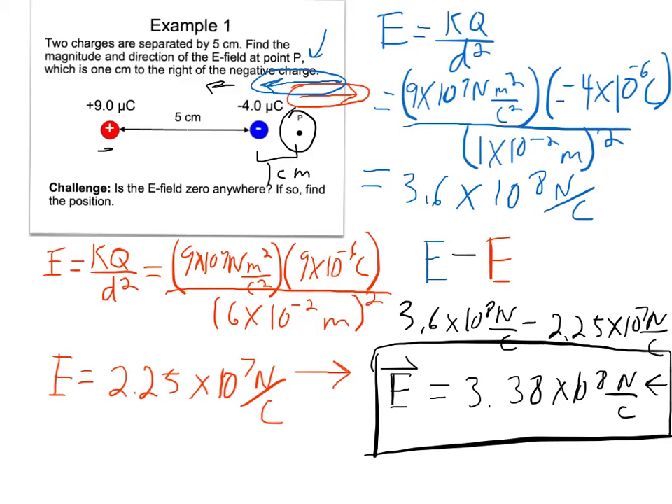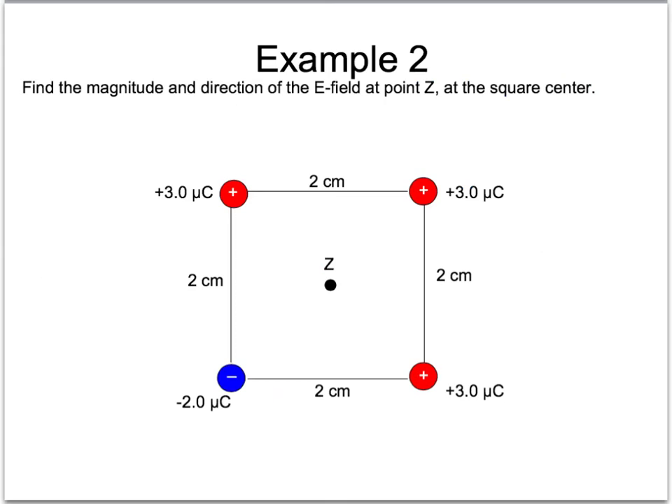Alright, one more example. Find the magnitude and direction of the electric field at point Z at the square's center. Okay, so 4 charges that I'm going to have to add together. Now that vector addition can get a little messy, so let me talk you through a strategy for keeping it simple. First, I'm going to assign each a color. Let's call this one the purple one. This one the kind of, I guess that's teal.